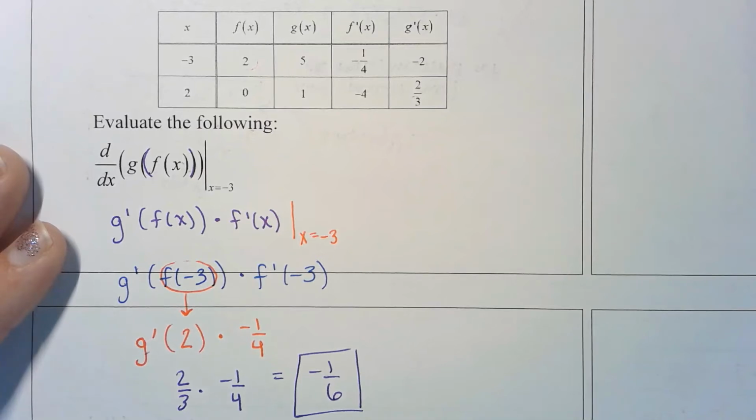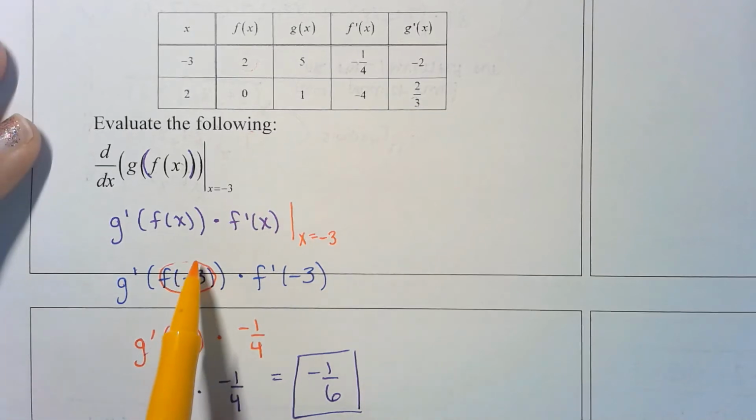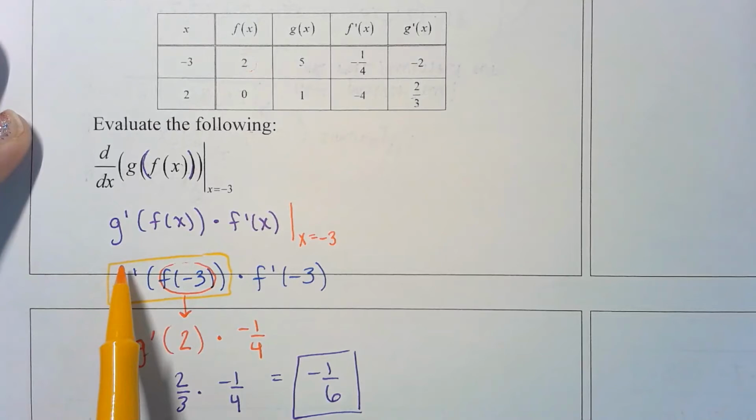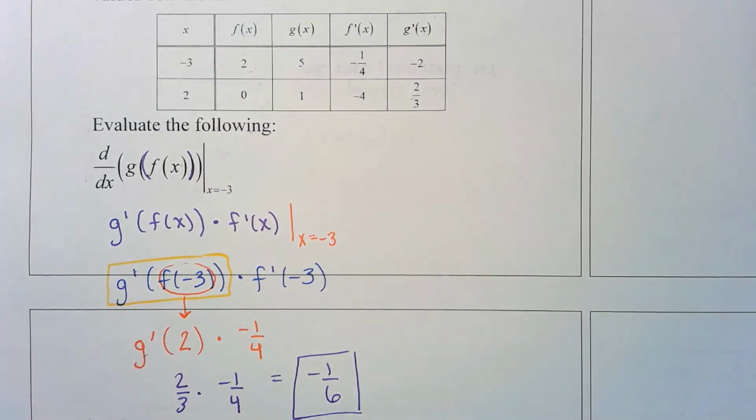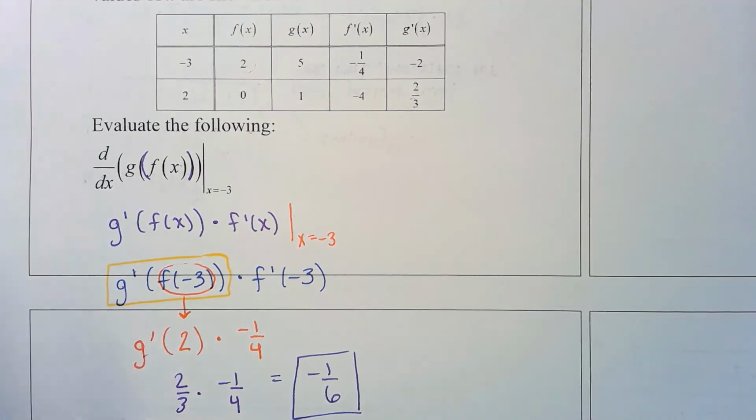Okay. So one place to notice, this right here is where I see a lot of mistakes. This right here does not say g prime of negative 3 times f of negative 3. There's no multiplication there. It's a composition. So we find the inside value and plug that into our other one. So be very careful there. Okay.